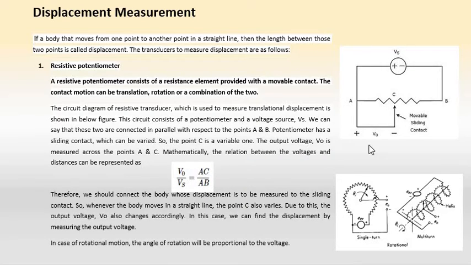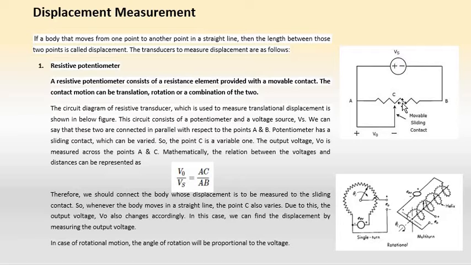This V naught is measured by a voltmeter, connecting the voltmeter across the points A and C, and the voltmeter reading will be proportional to the displacement. Whenever the body moves in a straight line, the point C also varies, and due to this the output voltage V naught also changes accordingly, and in this case we can find the displacement by measuring the output voltage. All this is in case of translational or straight line motion.